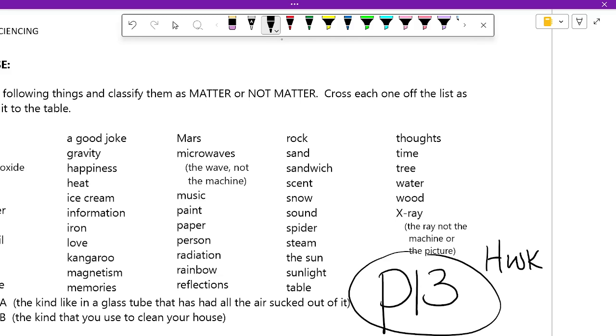Steam, not matter. I put matter because, like you said, air, right? And you can see and you can contain it, right? Is sunlight matter? I put not matter. Because you can see some rays, but you can't hold it. You can't hold it.